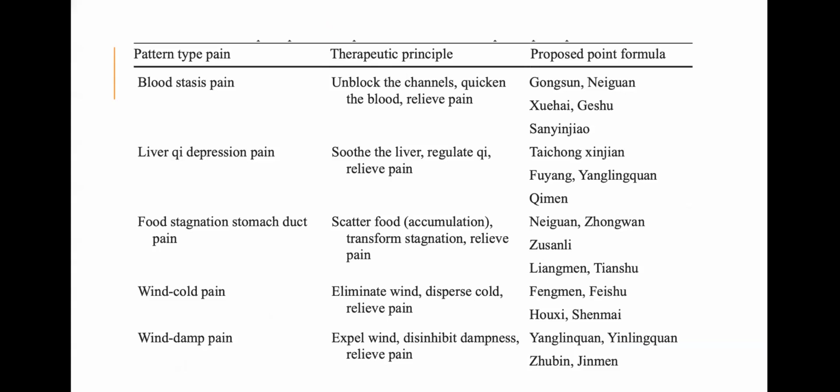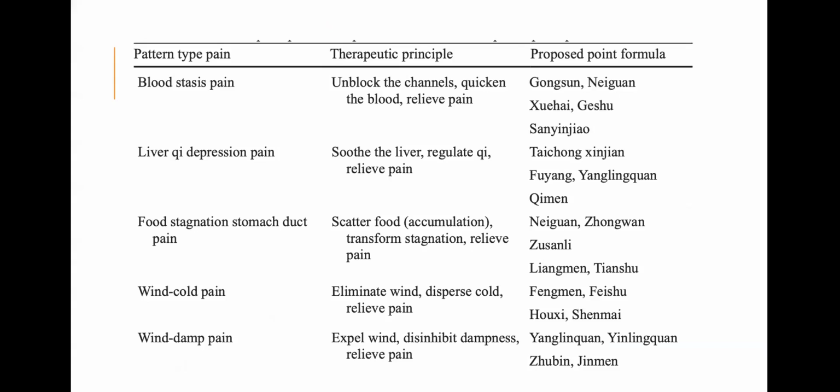If it's food stagnation, stomach duct pain, we scatter food accumulation, transform stagnation, and relieve pain. We use the points Neiguan, Zhongwan, Zusanli, Yangmen, Chansu. If it's wind cold pain, we eliminate wind, disperse cold, and relieve pain. We use the points Fengmen, Peishu, Kaochi, and Chianmai.